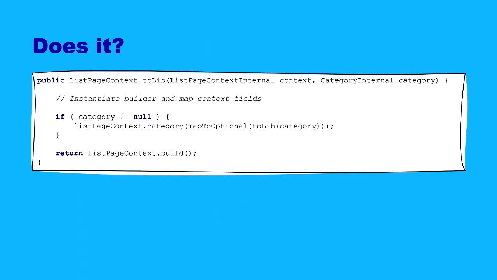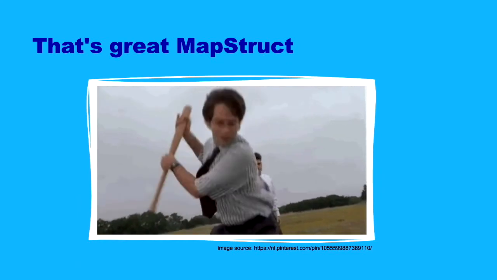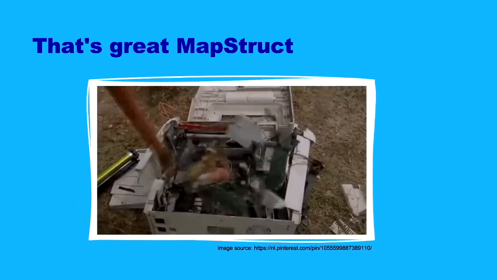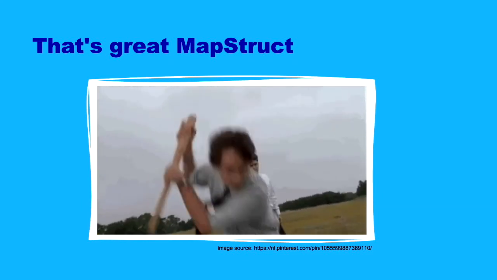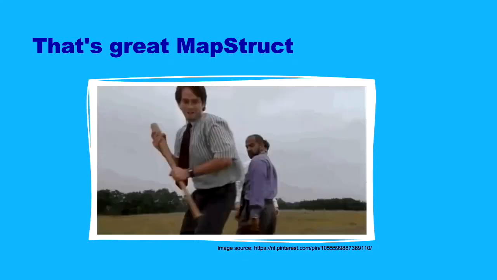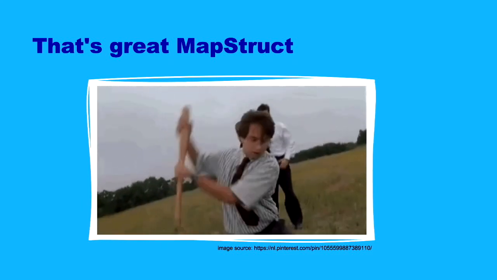Well, is it? What's that null check doing there? What if the category is actually null? Well, it will never be set, right? Well, that's just great, MapStruct. So Dennis, what's your opinion on this? Yeah, I agree. I'm also speechless. Don't know what to say.